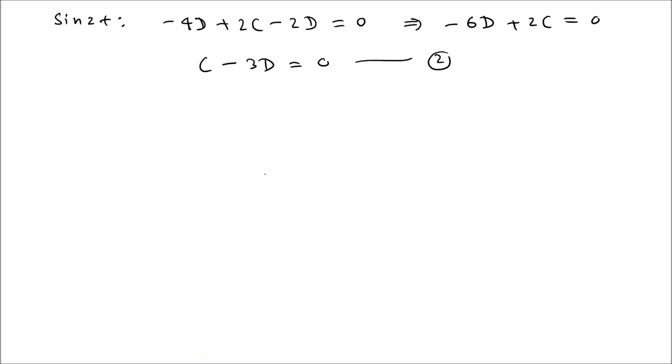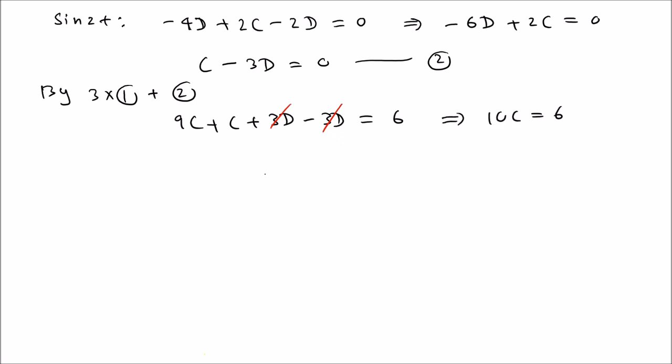Now what we're trying to do is get rid of the d term. I'm going to multiply the first equation by 3 and add it to the second equation. When you do that, you're going to get 9c plus c, plus 3d minus 3d, which is equal to 6. You can see the d terms cancel out, so you will get the value of c. So 10c equals 6. It says that c equals 6 over 10, in other words 3 over 5. And then we can use the second equation. So d equals 1/3 of c, which is 1/5. So we found the two values.